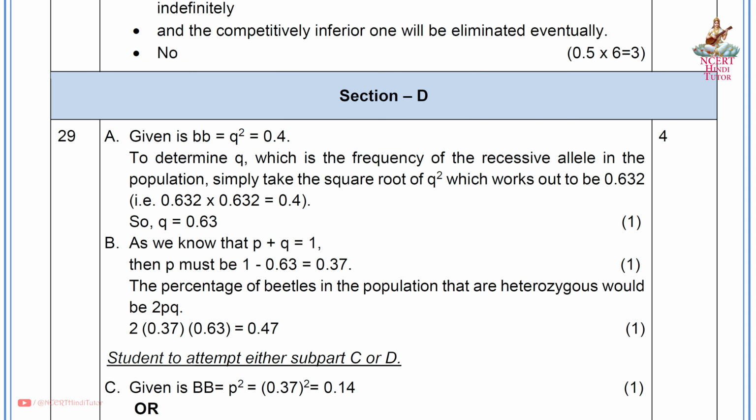Answer. Given is small b is equals to q square is equals to 0.4. To determine q, which is the frequency of the recessive allele in the population, simply take the square root of q square, which works out to be 0.632. That is 0.632 multiplied by 0.632 is equals to 0.4. So q is equals to 0.63.